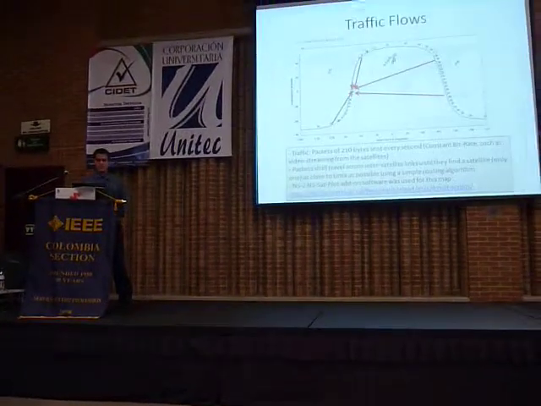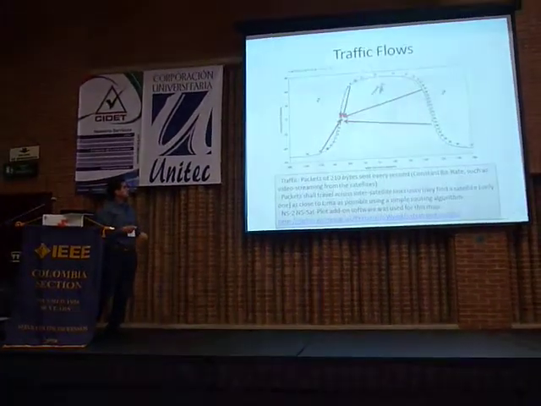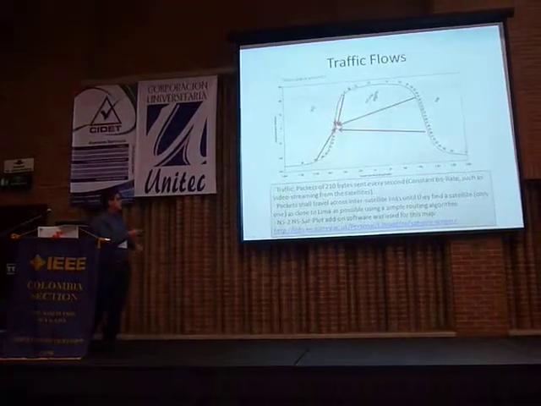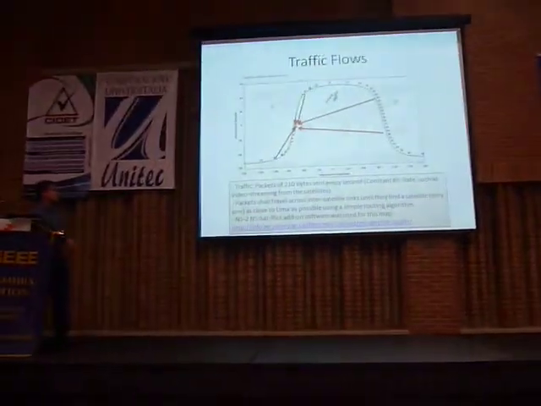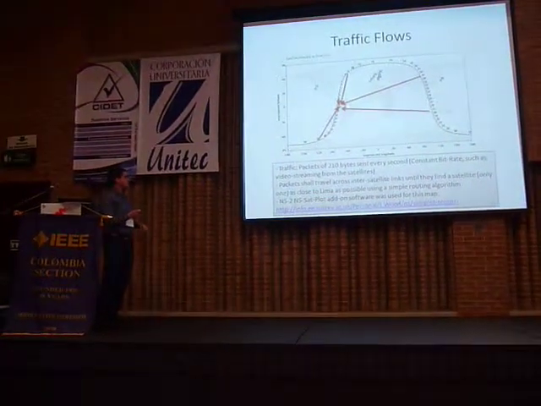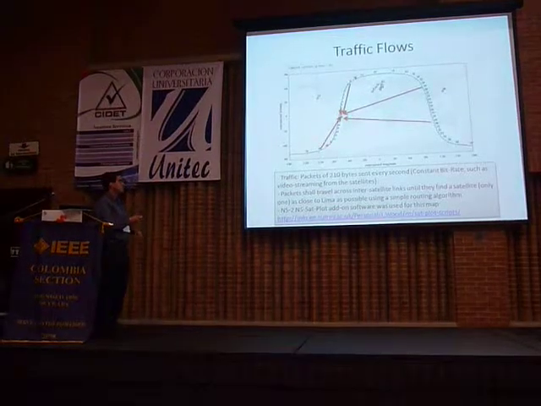Let's take a look at the traffic flows. As you can see, there are 5 flows. Packets shall travel across the intersatellite links until they find a satellite, only one, as close to them as possible, using a simple routing algorithm.